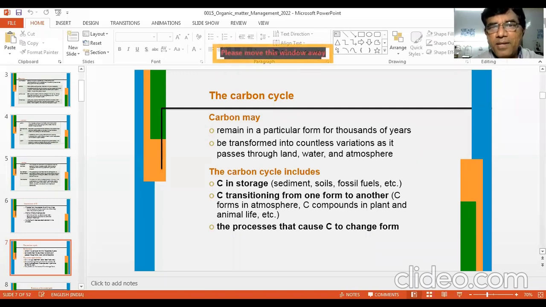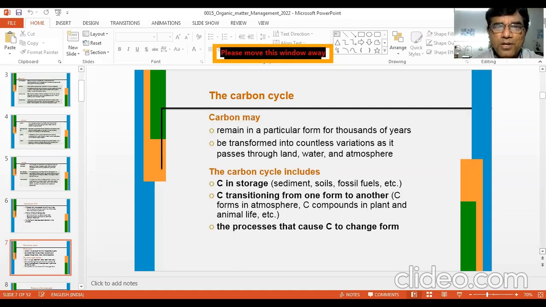Carbon may remain in a particular form for thousands of years, like you see in the case of fuels, hydrocarbons, oil wells, or coal. It can remain for thousands of years, as biochar, and it can be transformed into countless variations as it passes through land, water, and atmosphere. So part of the carbon revolves into different parts of the universe, maybe on Earth and outside the Earth in the atmosphere.